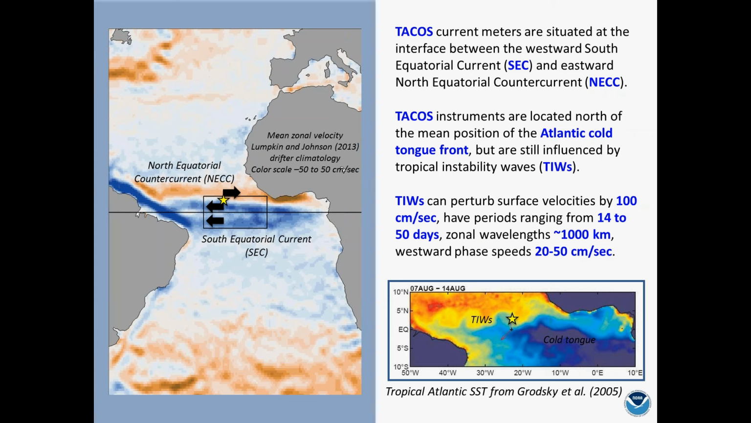They have periods ranging from 14 to 50 days, and zonal wavelengths, the distance between these cusps in the undulations of the sea surface temperature front, are about 1,000 kilometers. And they propagate from east to west at about 20 to 50 centimeters per second. Okay, so that's the zonal flow.